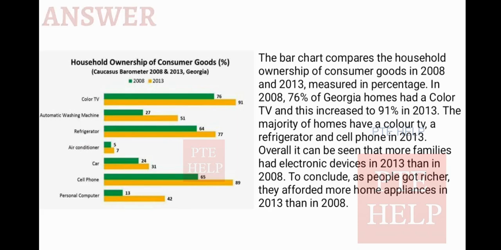The bar chart compares the household ownership of consumer goods in 2008 and 2013, measured in percentage. In 2008, 76% of Georgia homes had a color TV, and this increased to 91% in 2013. The majority of homes have a color TV, a refrigerator, and cell phone in 2013. Overall, it can be seen that more families had electronic devices in 2013 than in 2008. To conclude, as people got richer, they afforded more home appliances in 2013 than in 2008.